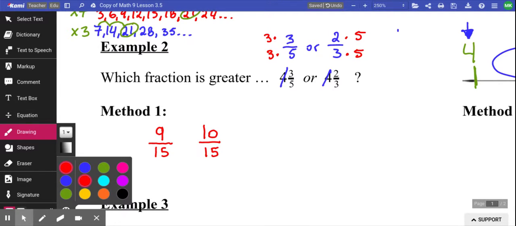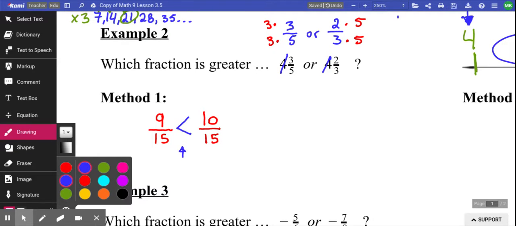And if we think about what a fraction is, it's breaking something into pieces, right? So if I have 9/15 versus 10/15, which one would be bigger? The 10/15 would be bigger. So the opening goes to the right. The way you would read that is 9/15 is less than 10/15. This symbol means less than. And you read math left to right, just like you would in an English book, right? So left to right, 9/15 is less than 10/15.